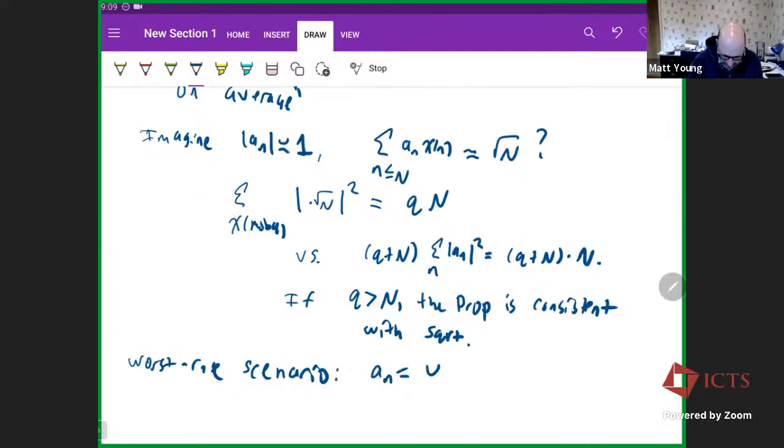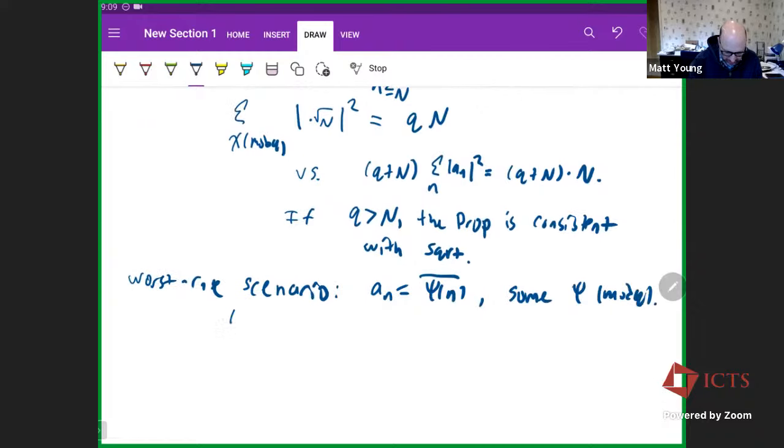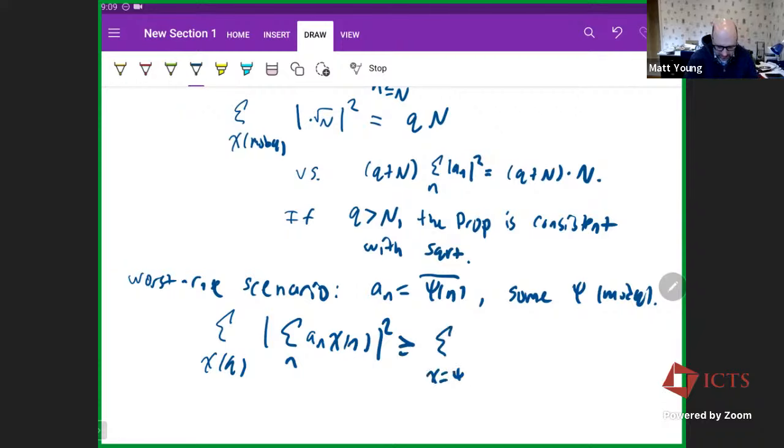But anyway, the worst case scenario in terms of cancellation: a_n could be, let's say, psi(n) for some psi mod q. And then now this bound, the sum over chi mod q of the sum over a_n chi(n), squared, will be greater than or equal to the term with chi equals psi. You just take chi equals psi, and with that value of a_n, we'll get psi bar of n, and then chi is psi.